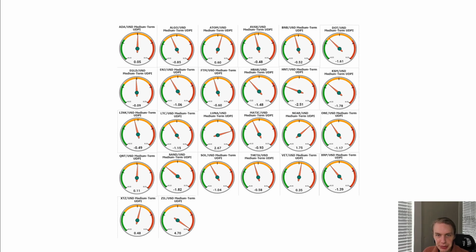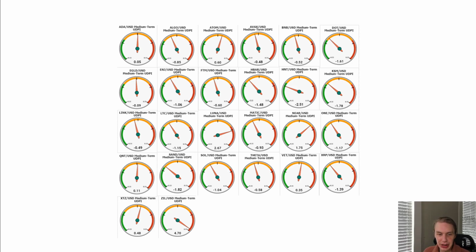So if we look at the medium-term UDPI, we also see a similar story. Most things are in the negative, suggesting quite a bit more realistic upside potential in the medium term than downside. But again, there's some outliers you'll notice here, and some that are a little bit different from the long term. You'll see NEAR popped up at 1.75, Luna again, and then ZIL obviously being the extreme outlier up at 4.7, really chewing up a lot of its medium-term upside potential with that insane move.